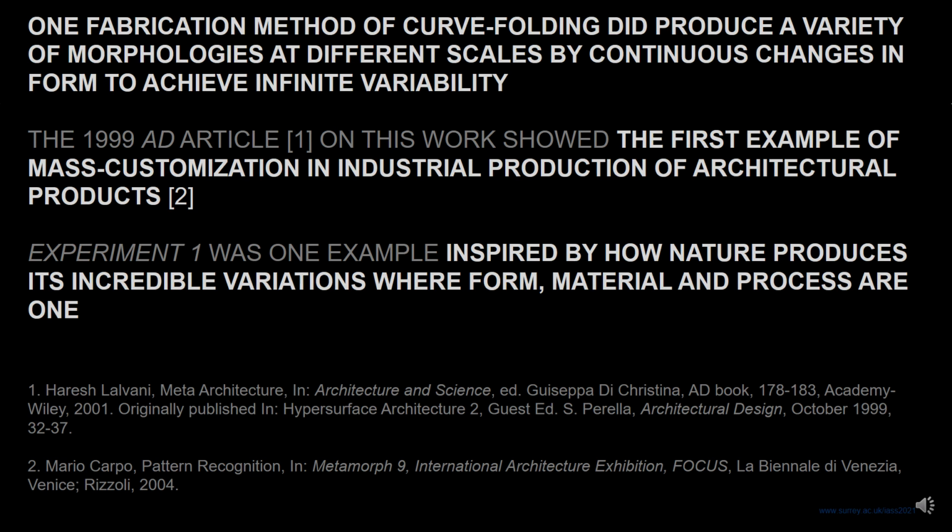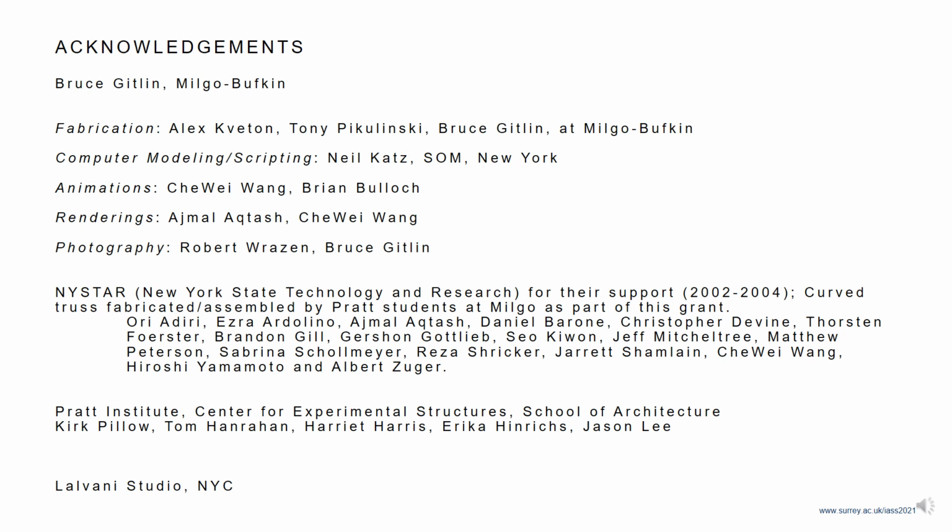In summary, one fabrication method of curve folding did produce a variety of morphologies in different scales by continuous changes in form to achieve infinite variability. This led to the first example of mass customization of industrially produced architectural products. The work continues to be inspired by nature, where form, material, and process are one, unlike the structures that we build. There are many people to acknowledge.